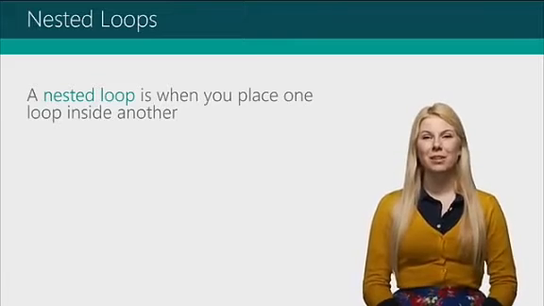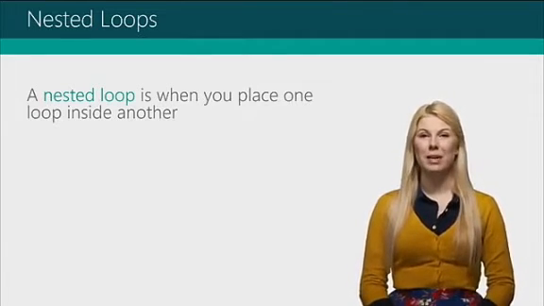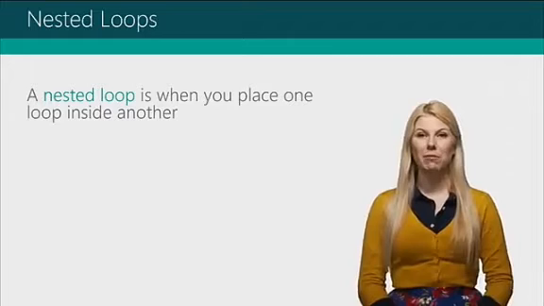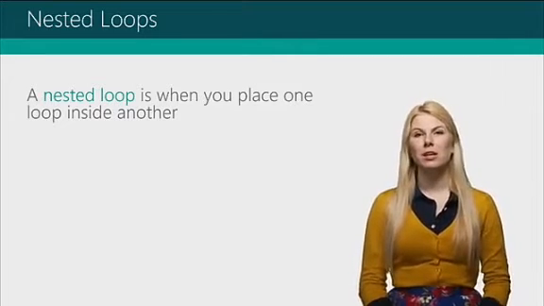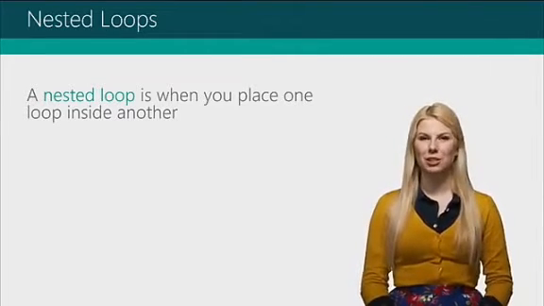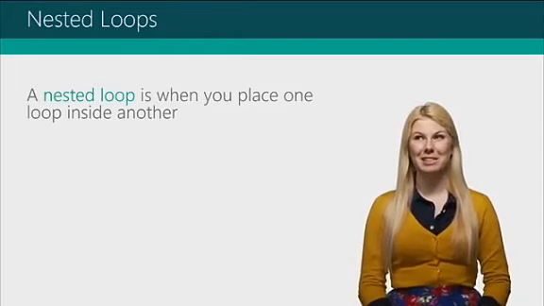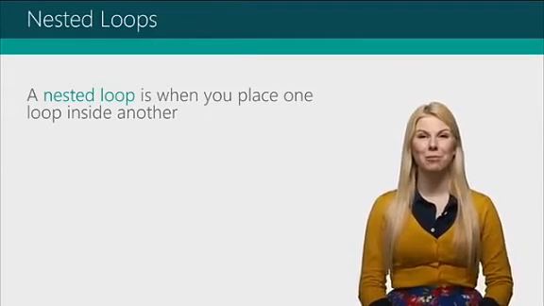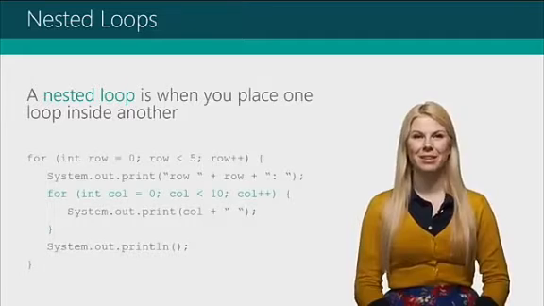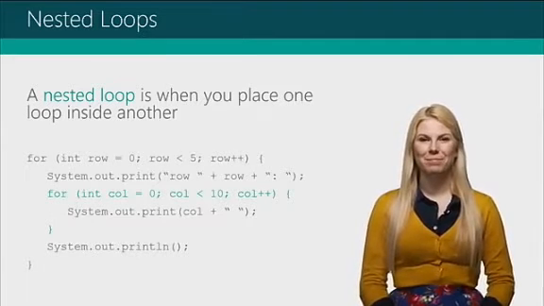Nested loops is simply the concept of when you place one loop inside of another. And really, they function just like regular loops. It's just sometimes you have to pay closer attention to when one finishes executing, because now you've got an exponential number of things that are going to happen. Let's look at some code.